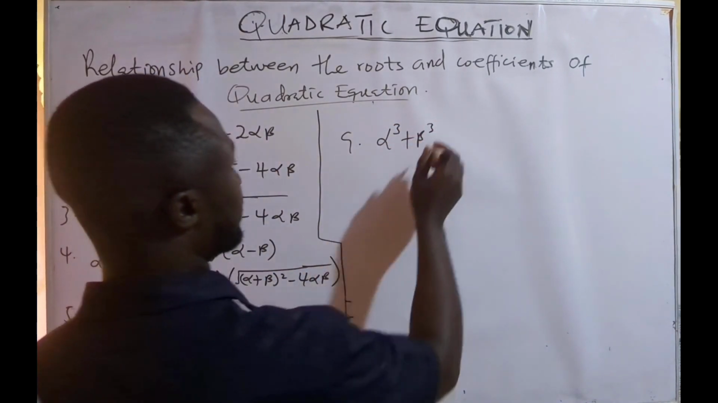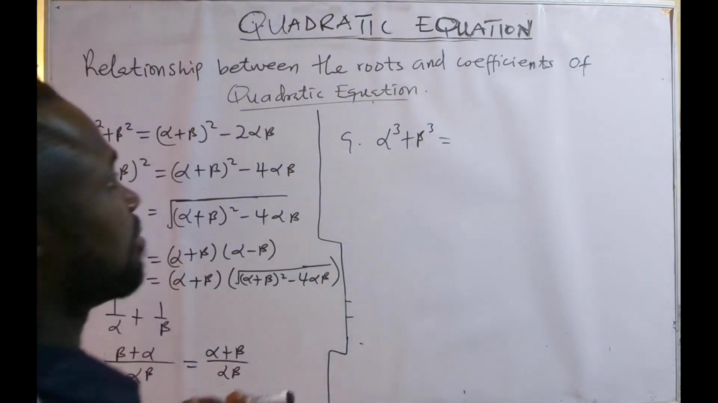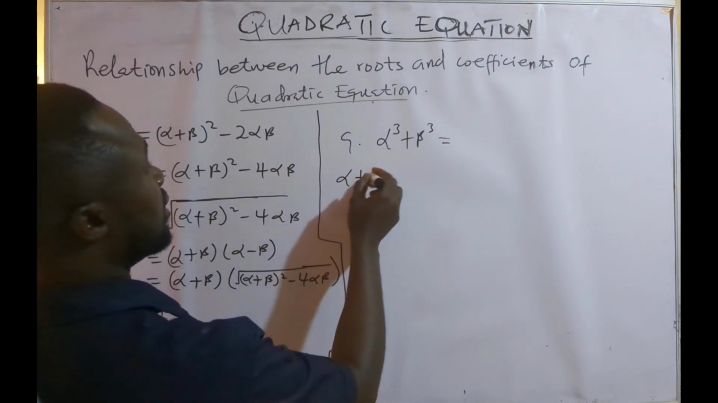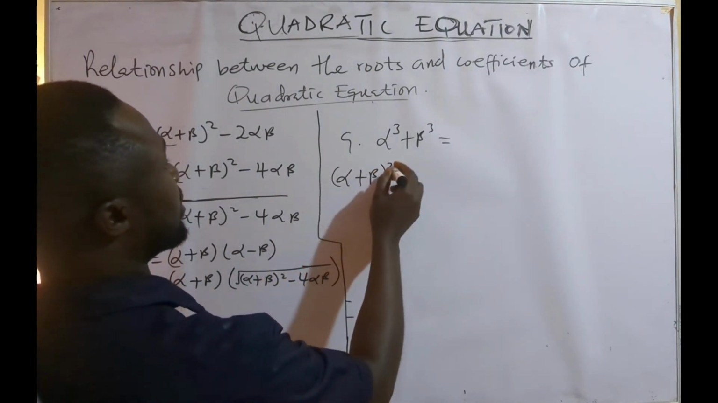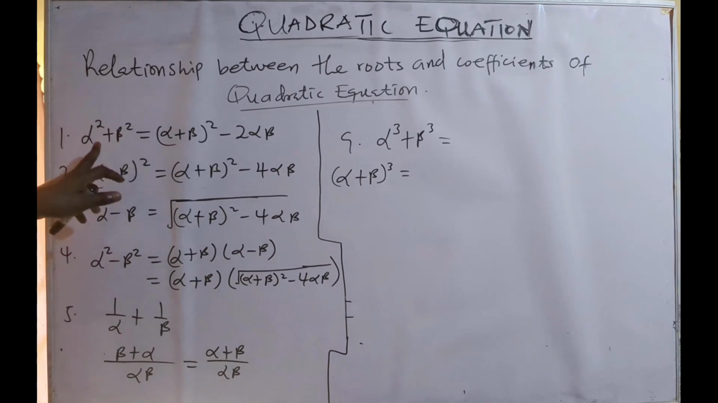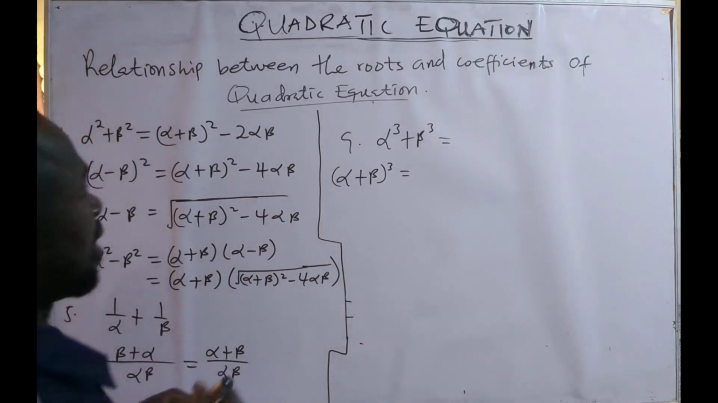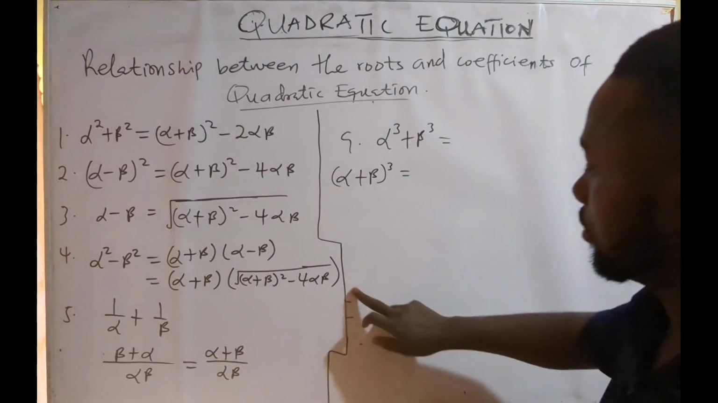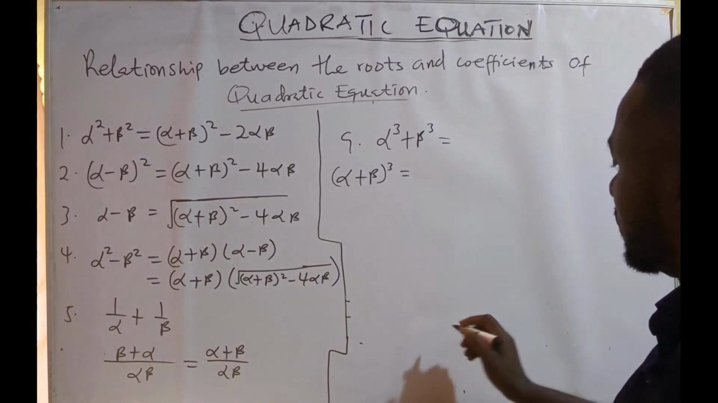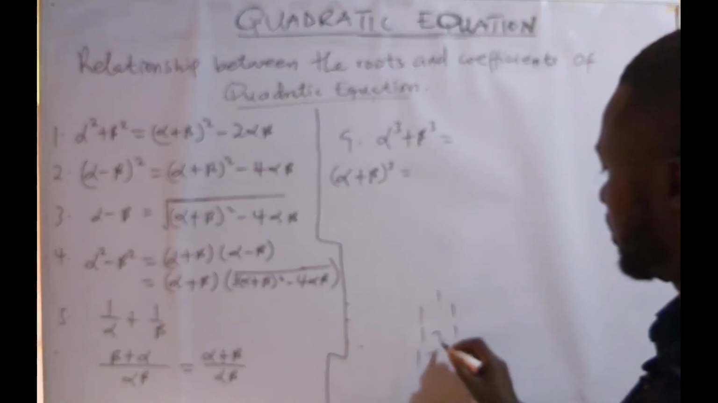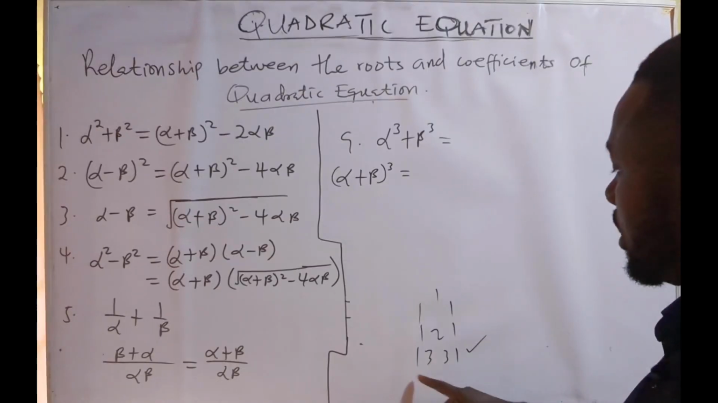Okay, and alpha cube plus beta cube can be obtained from alpha plus beta all cubed, as we did for alpha plus beta, alpha square plus beta square. So this is binomial expansion. The exponent is 3, so we can go by the Pascal triangle: 1, 1, 1, 1, 2, 1, and then 1, 3, 3, 1. So the cube is 1, 3, 3, 1.